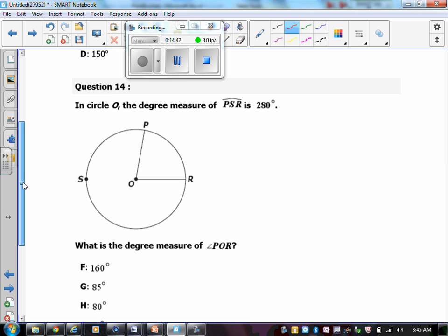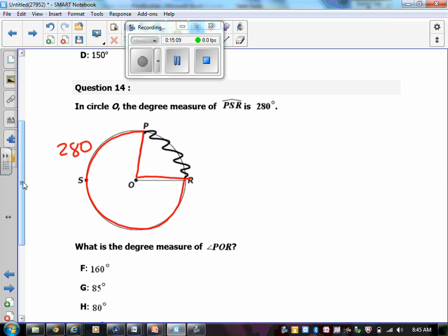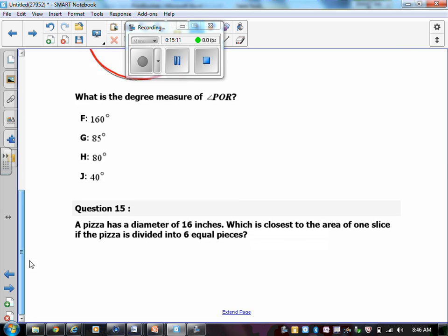Number 14, in circle O, the diagram measure of PSR is 280. PSR is 280. That's the major arc. What is the degree measure of POR? POR as a central angle is going to be the same as PR. So all you have to do is 360 minus 280, and you can find it.